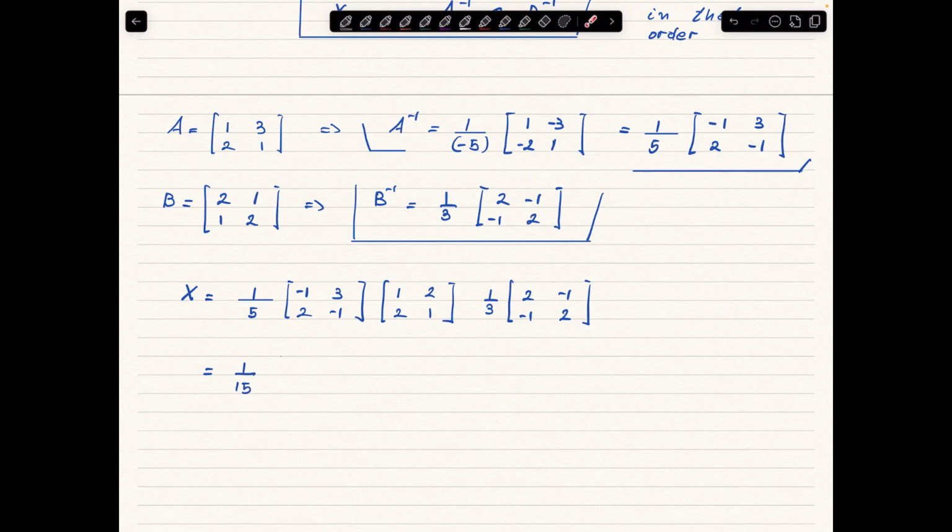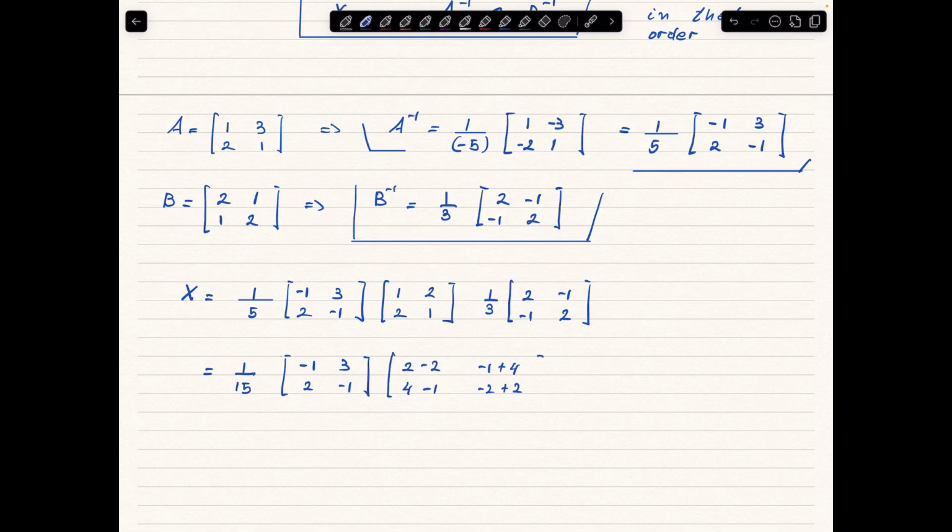And in which order do we do this product? We can do this product first and then multiply by that matrix, or this product first and multiply by that matrix. It's the same. So let's put here -1, 3, 2, -1, and let's do this product here. Okay, so we are going to have 2 minus 2 in the first component, 4 minus 1, -1 plus 4, and -2 plus 2.